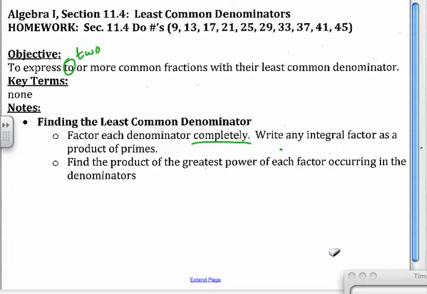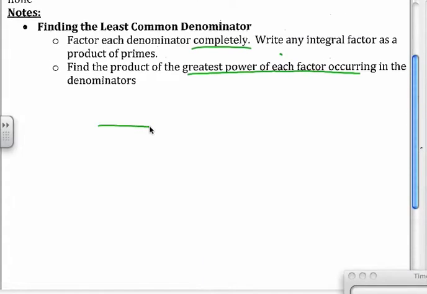Once we do that, we find the product of the greatest power of each factor occurring in the denominators. What? Don't worry about it. Here's what I want to show you. Let's say we have two fractions. Let's say that one is 2 over 18x squared y, times, let's see, 3 over 24 x y z squared.